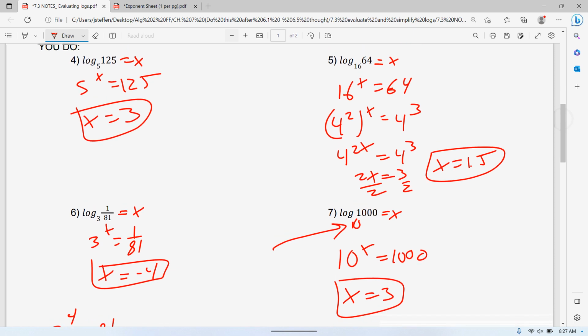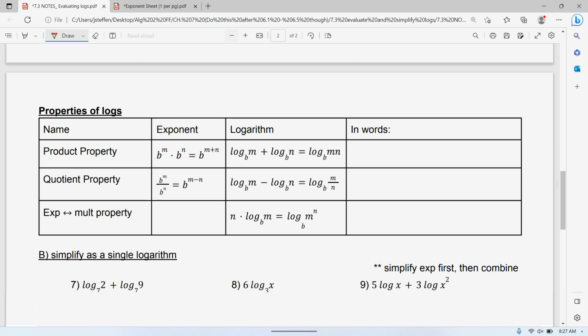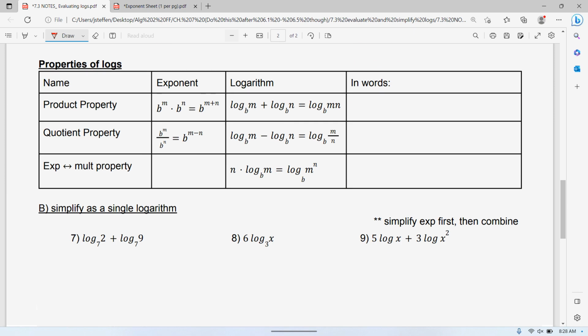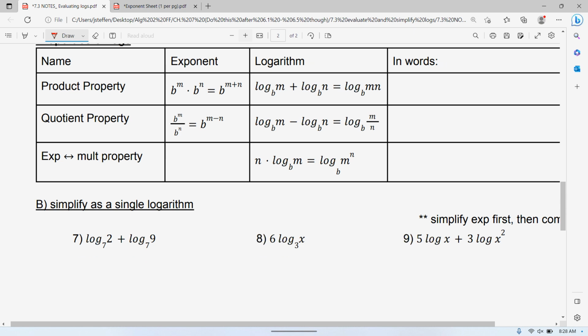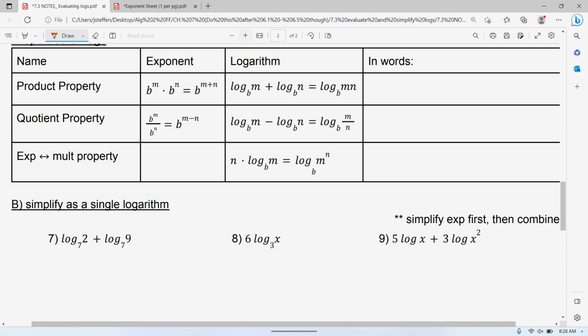All right, so we're going to come back to problems like this at the end. We're going to shift gears a little bit, and now we're going to talk about simplifying logarithms. And the good news is we're simplifying these very similar to what we do with exponents. So for instance, exponents have a product property where if they have the same base and you multiply, that means you can add your exponents together.